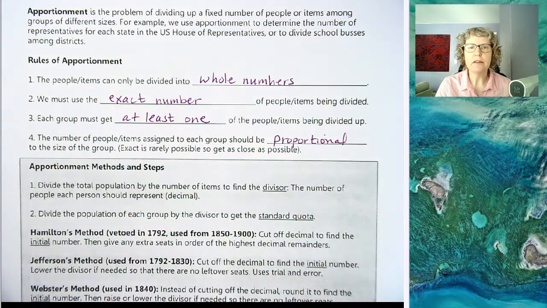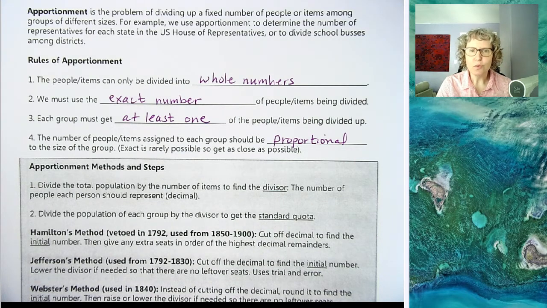Okay, so proportional means the smallest state should have the smallest number of representatives. The largest state should have the largest number of representatives. And some state in the middle should have about in the middle. You could think of it as equal fractions or decimals. Let's say one state had 1/4 of the population. They should have about 1/4 of the representatives. Now, this is challenging because we can't use decimals, so we can't get it exactly proportional. But the idea is, to be fair, it should be as close to proportional as possible.